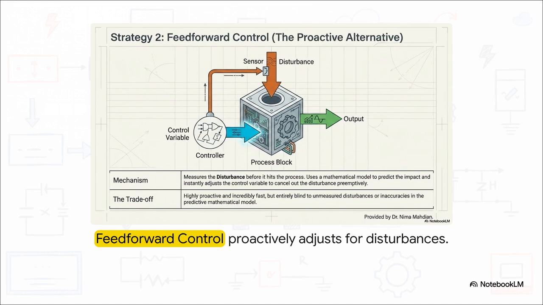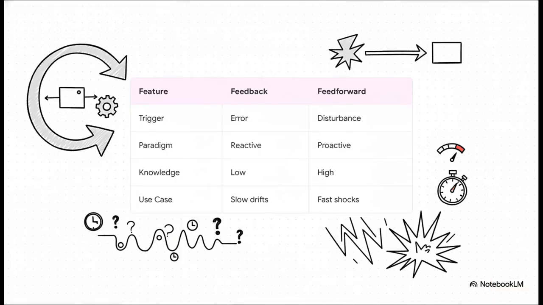Notice how the sensor here is measuring the disturbance before it even hits the process. It uses a complex mathematical model to predict exactly what that disturbance is going to do and instantly adjusts the control variable to cancel it out preemptively. It is incredibly fast. But, and this is a massive but, it is completely blind. If an unmeasured disturbance sneaks in, or if your math is even slightly off, the feed-forward controller won't even realize an error is happening.